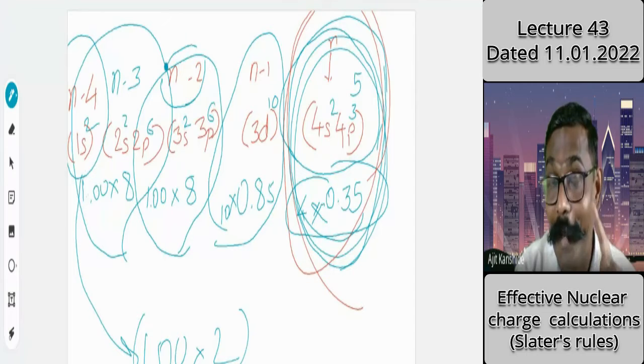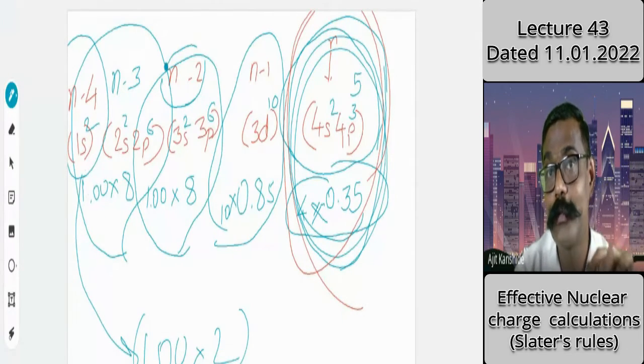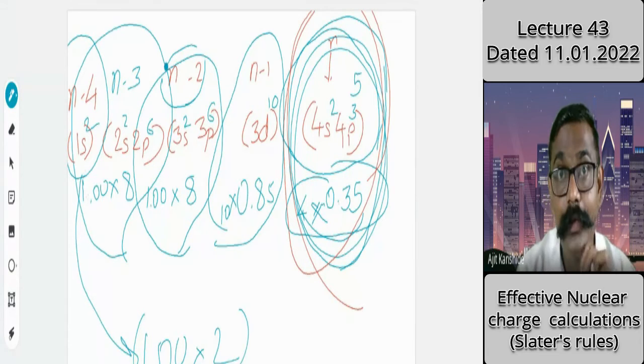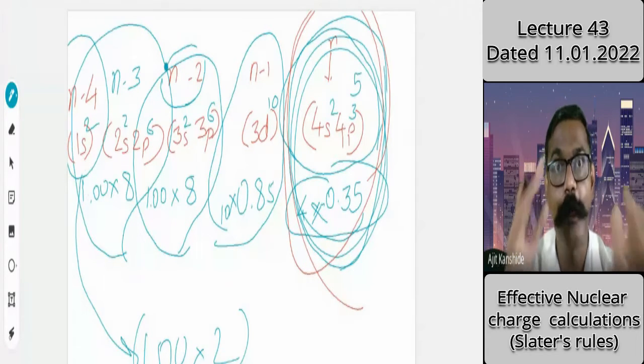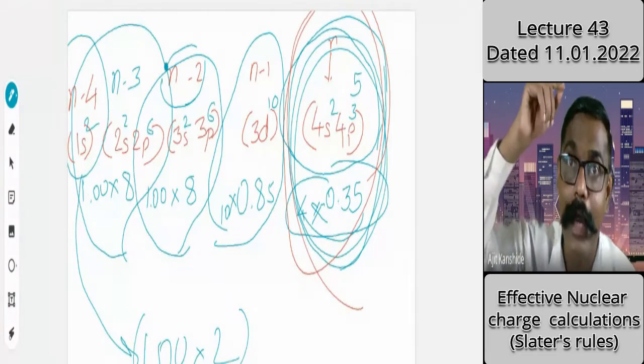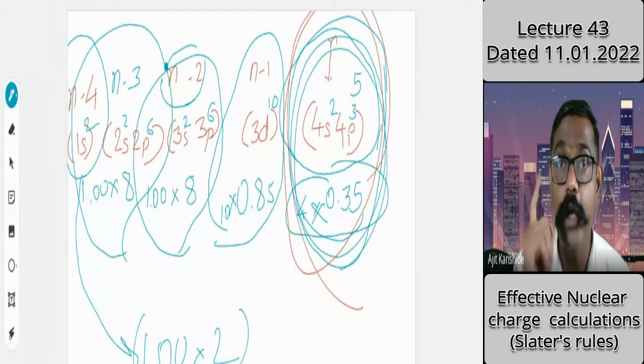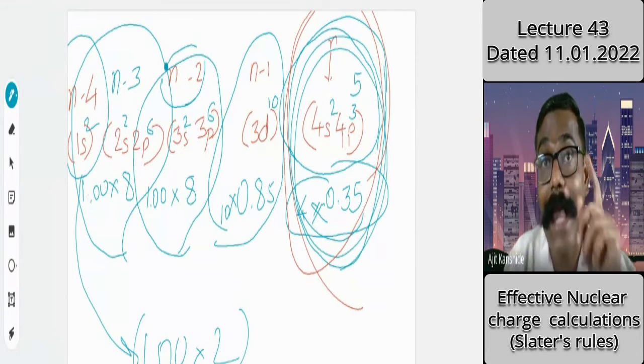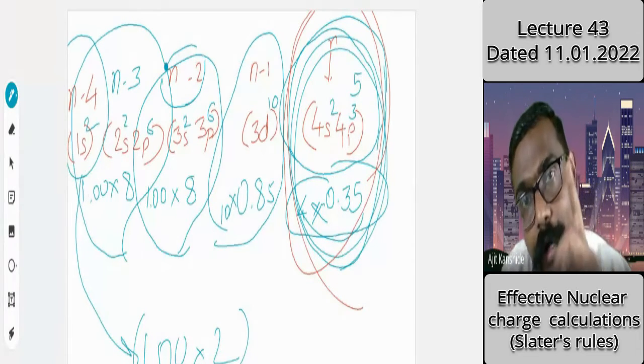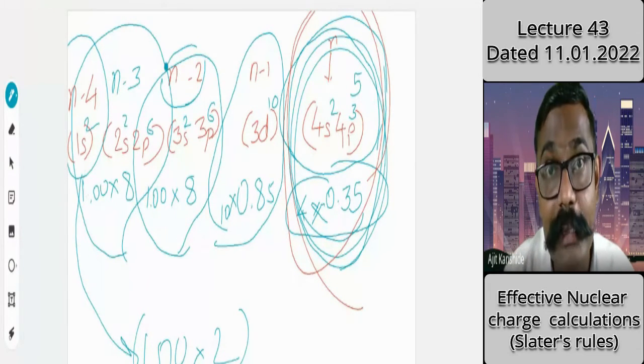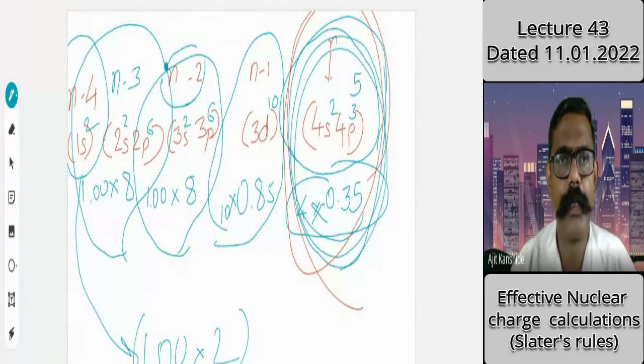So what I find is that you are confused between rule number 1 and this rule number 3. You are thinking 1s always means 0.30. No. If the electron under consideration, for which we are talking about shielding, is in the nth group, then you are right, 0.30. If it is not the nth group, then the rule is different. Students, are you understanding what I am saying? Yes, sir.